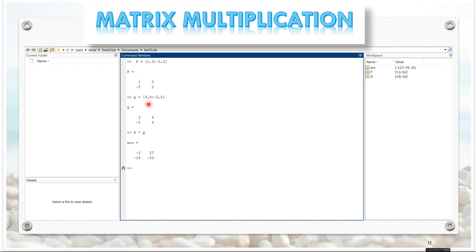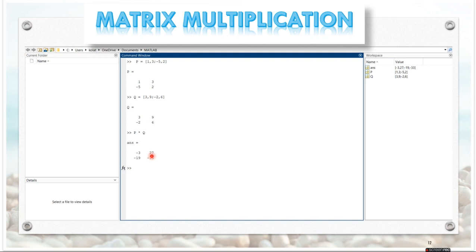And again, I am going to take as Q a second matrix of 2 by 2, 3 9, and minus 2 6. And on the next line, if I type P into Q, I am going to get the answer as minus 3 27, minus 19 minus 33. If you multiply P and Q separately, you will be able to see this answer. In this way, I have shown till now addition, subtraction, and multiplication.